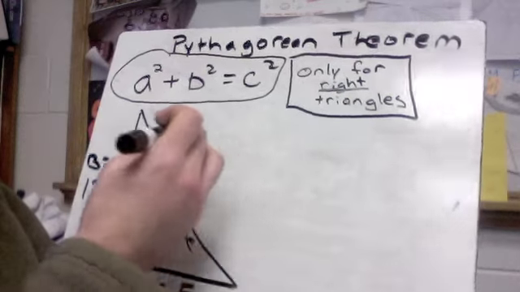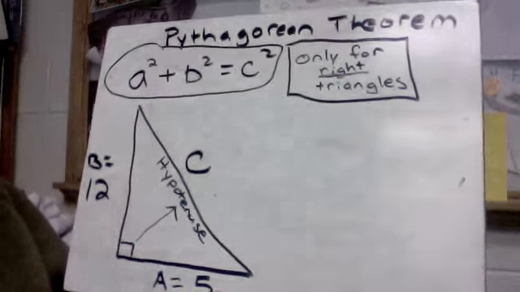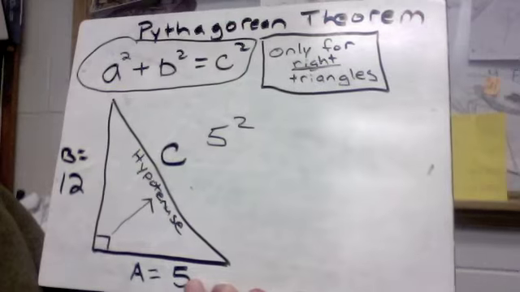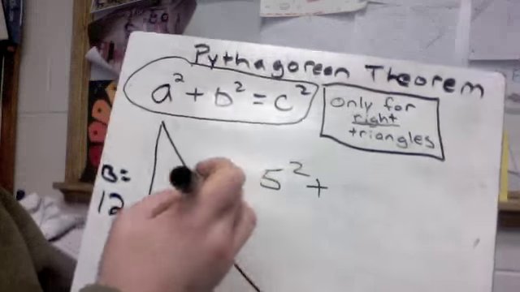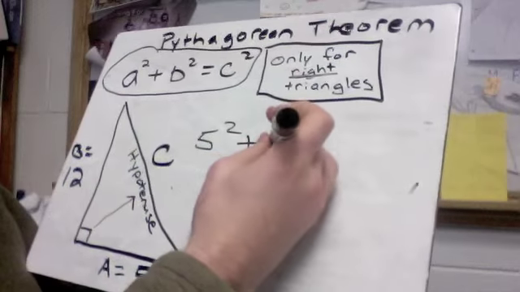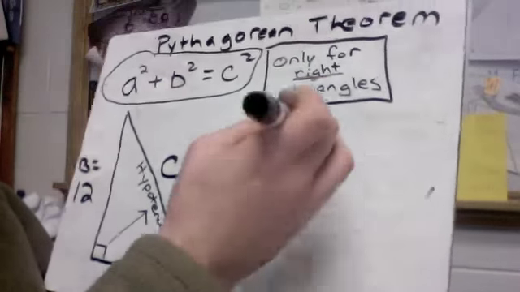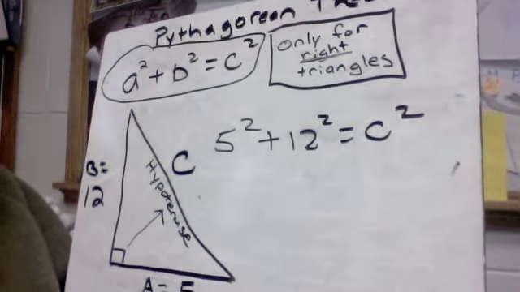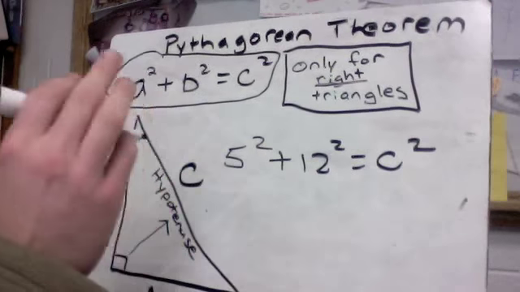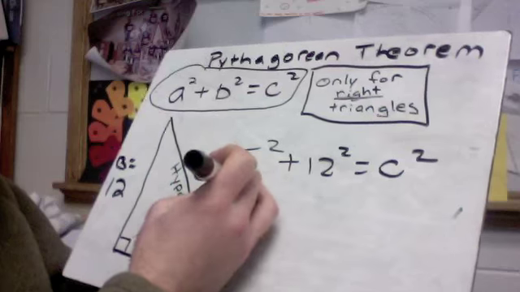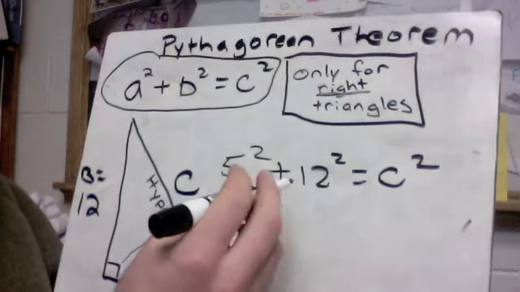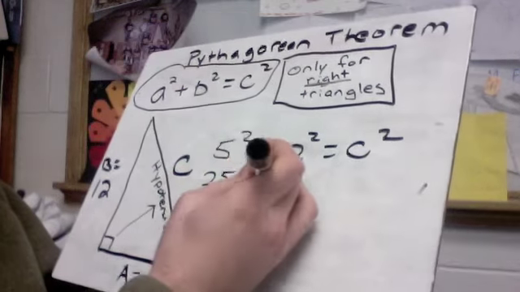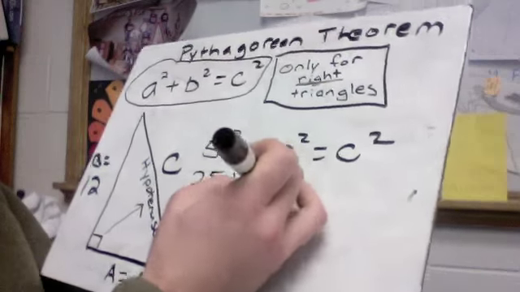Okay, so now we need a squared plus b squared. We could start with that, easy enough. A squared is going to be 5 squared, 5 to the second power, plus b squared is going to be 12 to the second power, equals c squared. So now let's just work down and work out the problem. 5 to the second power is just 5 times 5, so that's going to be 25. 12 to the second power is just 12 times 12. 12 times 12, if you did that, is 144.